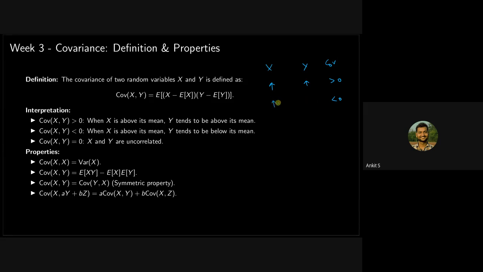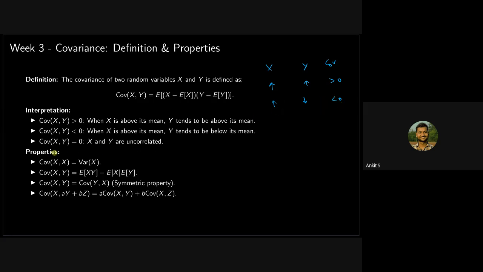When one increases and the other one decreases. Can you give one example of this? Expenses and savings. Expenses increase, savings decrease. Yeah, right. You're right. So one of them increases, the other one decreases. So in this case the covariance is less than 0.